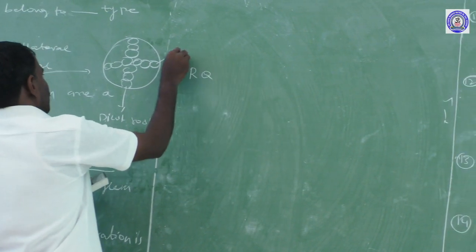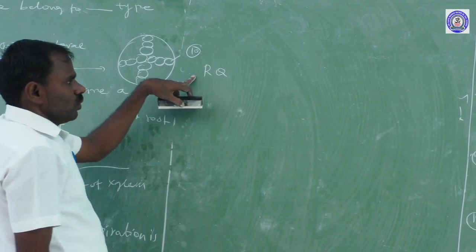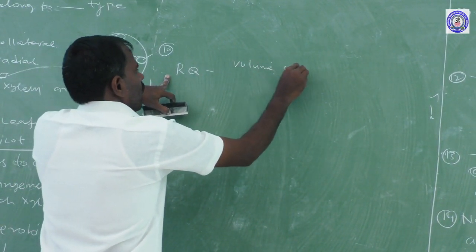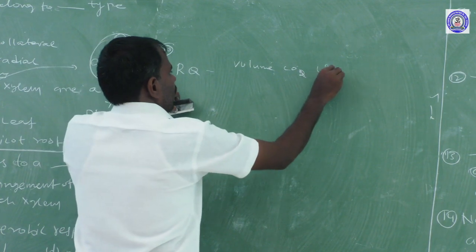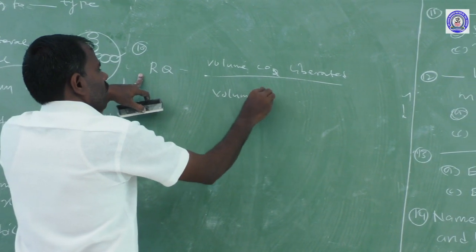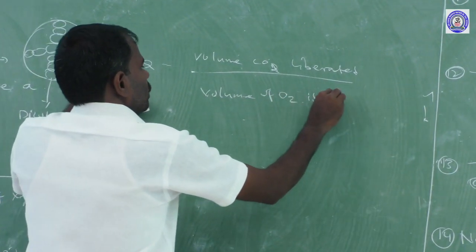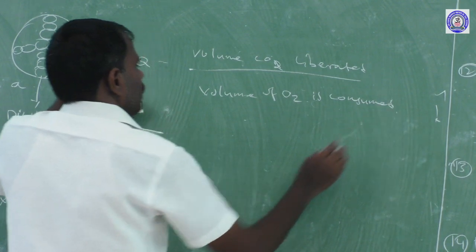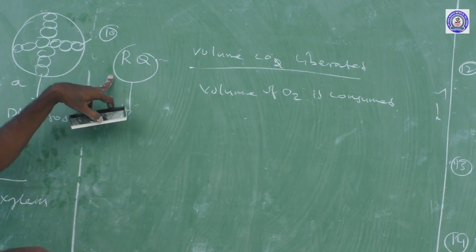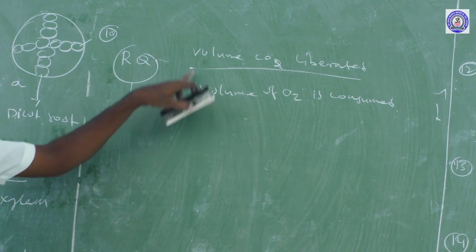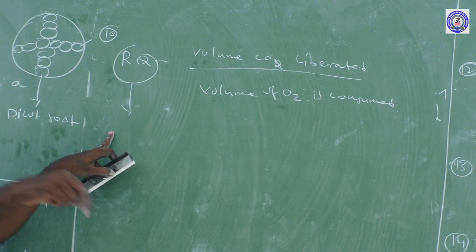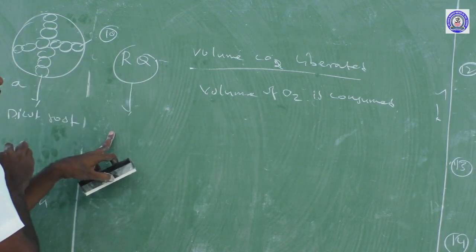RQ. What is the respiration quotient? The RQ means the volume of carbon dioxide liberated and the volume of oxygen consumed. The respiration quotient is the ratio between the volume of carbon dioxide liberated and the volume of oxygen consumed during respiration. That is called the respiration quotient.